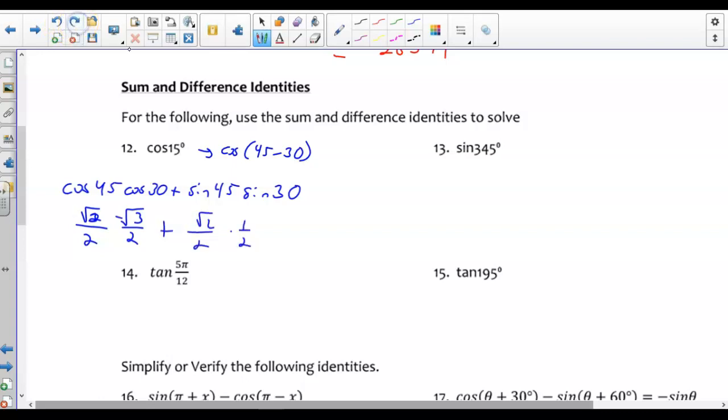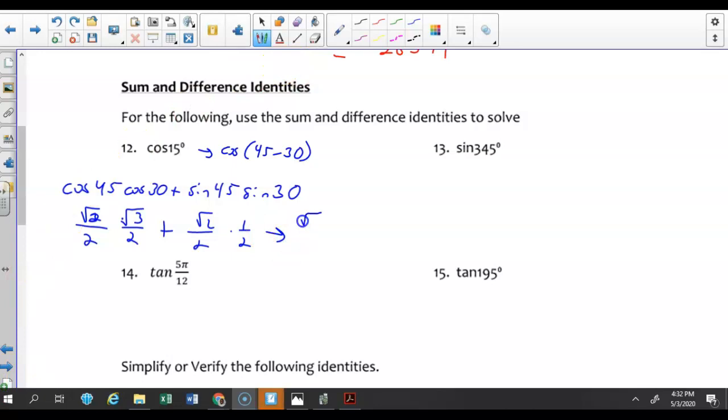Oh, shucks. Okay, let me erase it. So when we do that, we get radical 6 plus radical 2 over 4. Whoa, over 4, y'all. All right. Over here, 345. There's a couple different ways you can do it. Since I did subtraction over here, I'm going to do addition.